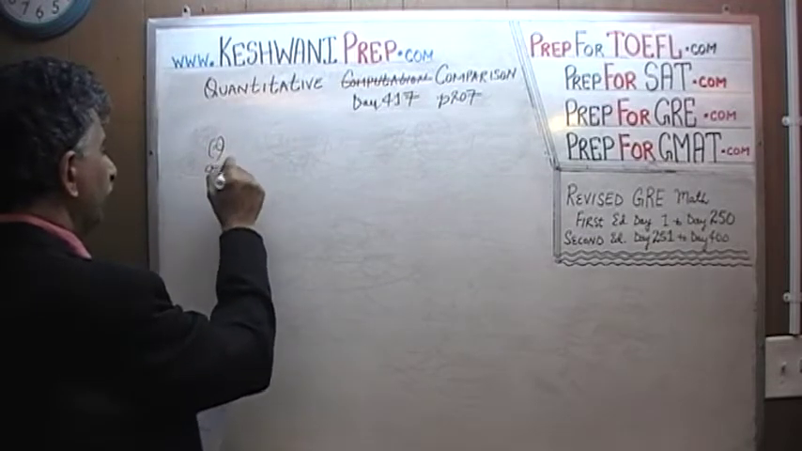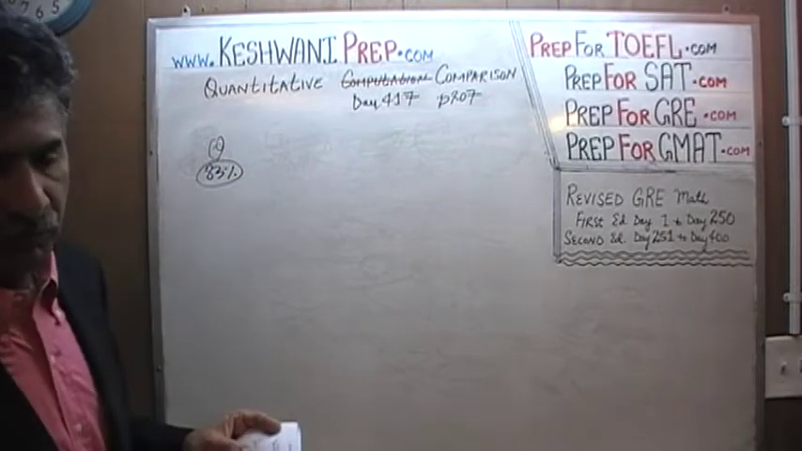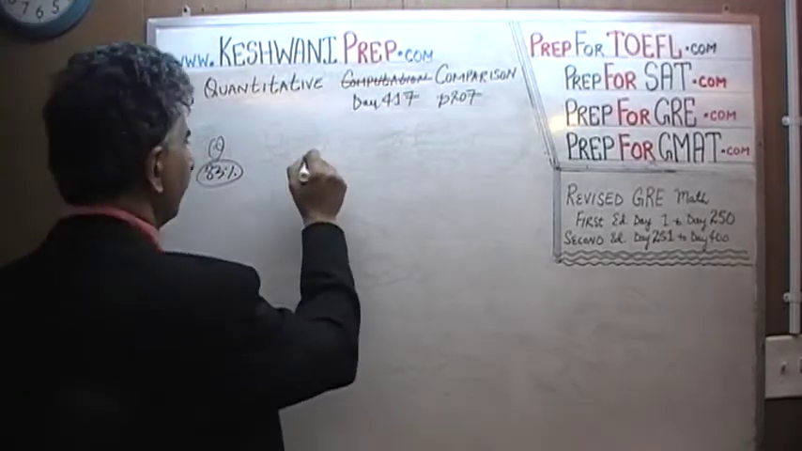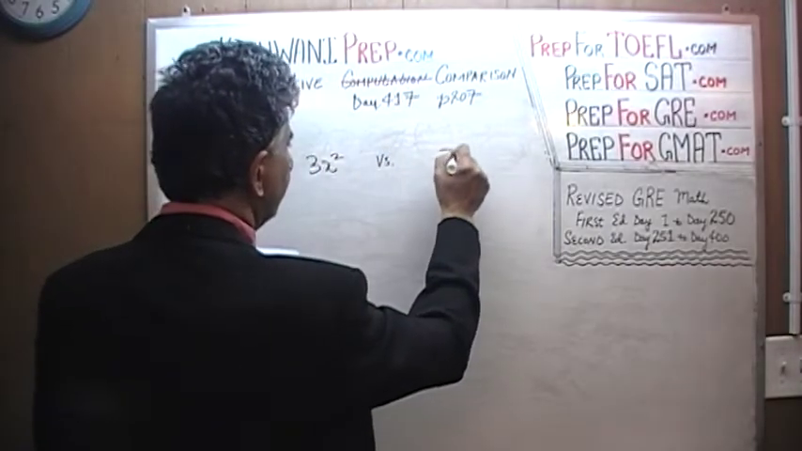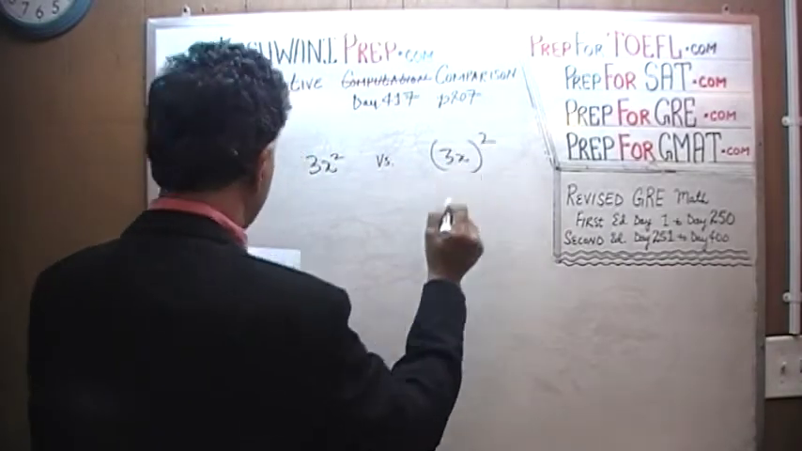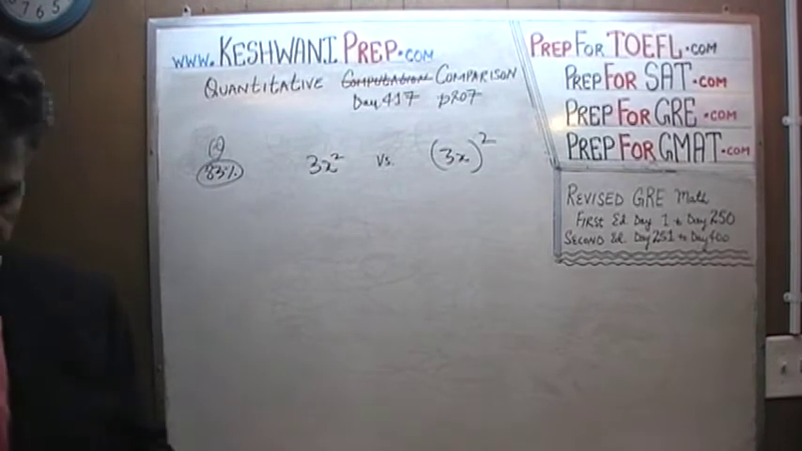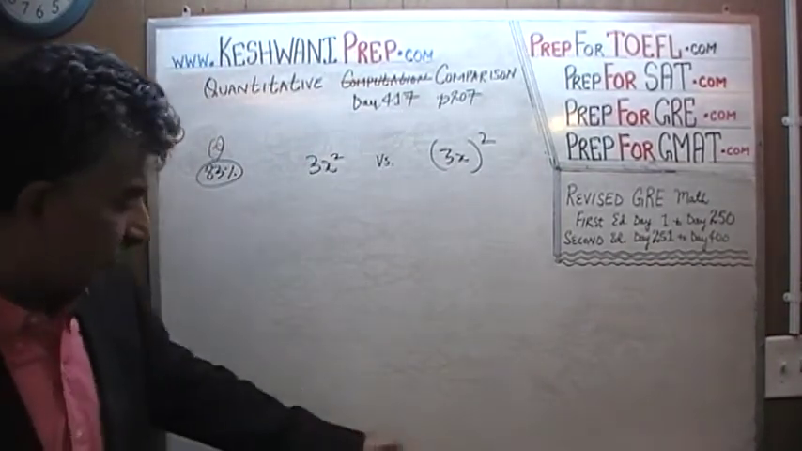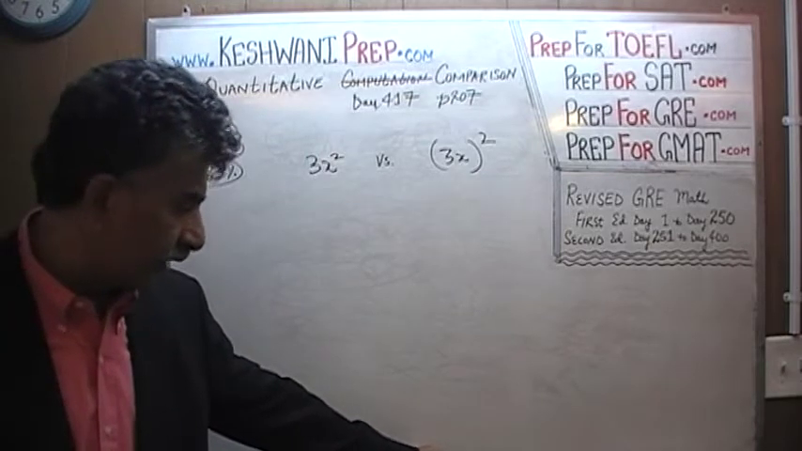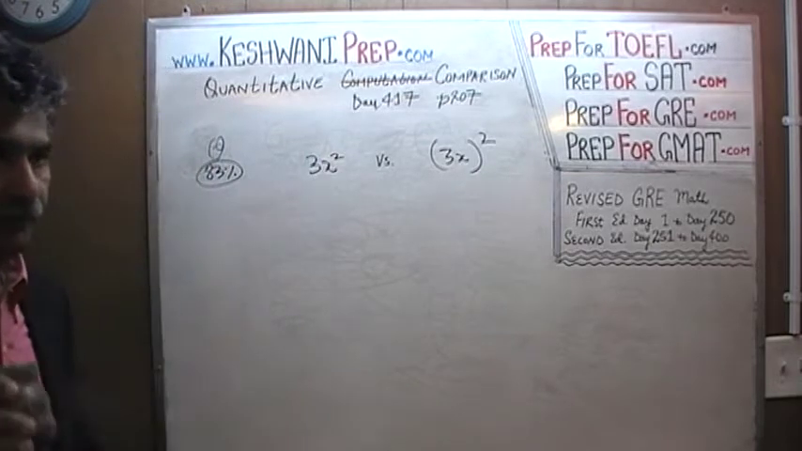Number six. 83% of the people in the exam had no problem doing this question. And the question is simply this: 3x squared versus 3x whole squared. What I want you to do is pause the video, do whatever it is that you want to do, and then unpause the video and compare the work together. Do you understand? I'll give you 2 seconds to do just that.